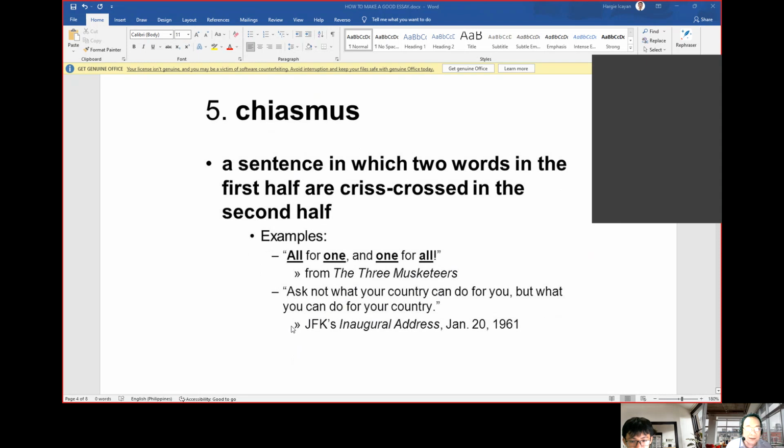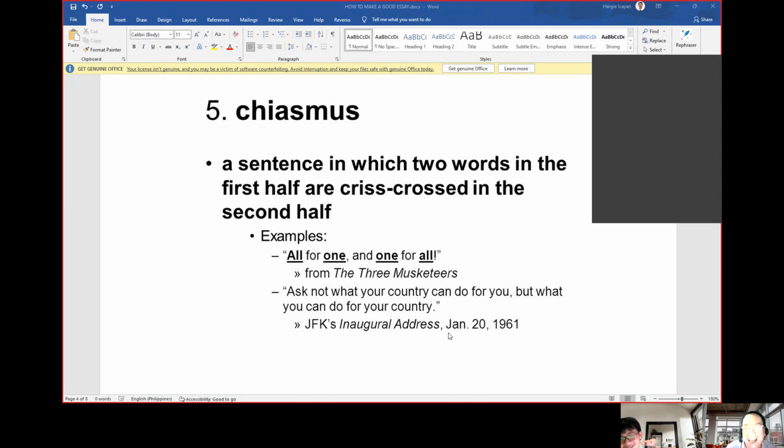"Ask not what your country can do for you, but what you can do for your country." Yes. Oh, see, there's another one, right? Ask not what your country can do for you, but what you can do for your country. So we exchange the position of that. We crisscross in the second half. Again, why do we say it's in the second half? Of course, by this one, a comma. So we crisscross. And this one is taken from JFK's inaugural address on January 20, 1961. It's a long time ago.